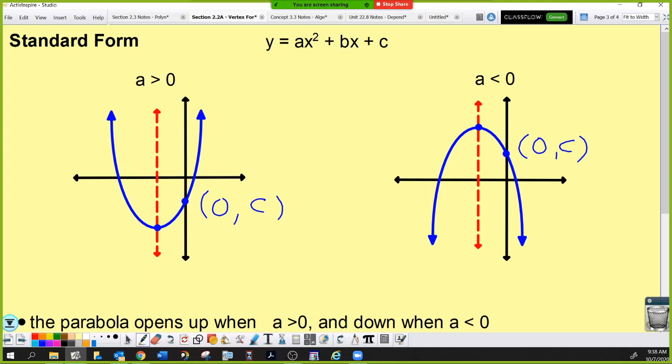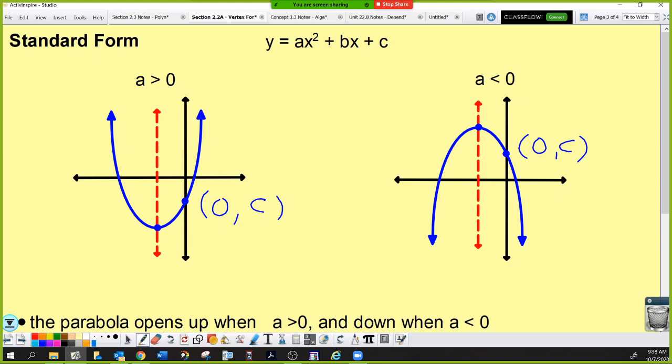Now, the only other information that we need for this stuff is actually the most important information. The vertex and the axis of symmetry. You need to know where is the axis of symmetry and where is the vertex. Now, in vertex form, that was easy. That was just handed to you. The vertex is what makes the inside equal zero, comma, the number to the far right. Okay, it's not handed to you for standard form. You got to work for it.